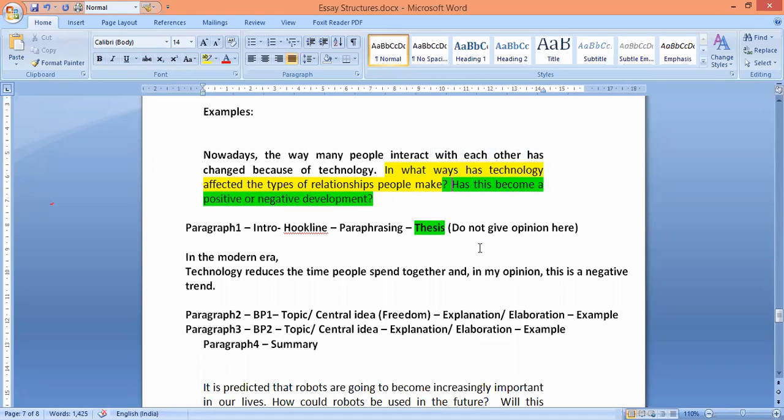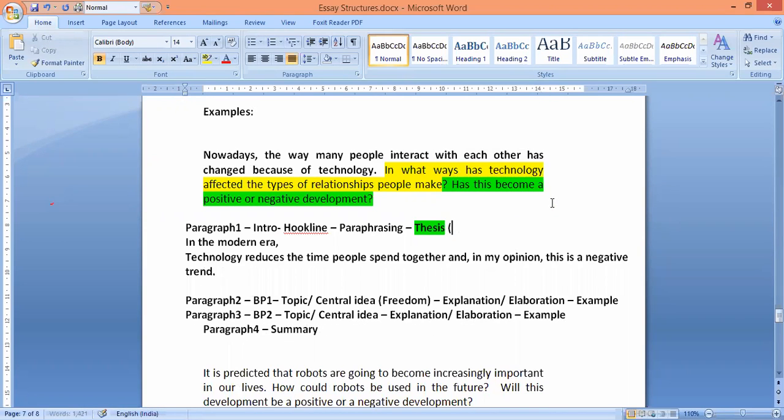You just mentioned that paragraph 1 is introduction, hook line, paraphrasing, thesis, and not to give an opinion over here. No problem, you can write it generically: I'll discuss the various ways relationships are affected by technology, and in my opinion, it is negative. Because you have to answer both questions in your thesis, either in a generic way or a specific way.